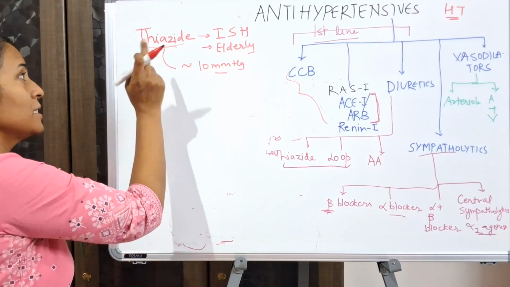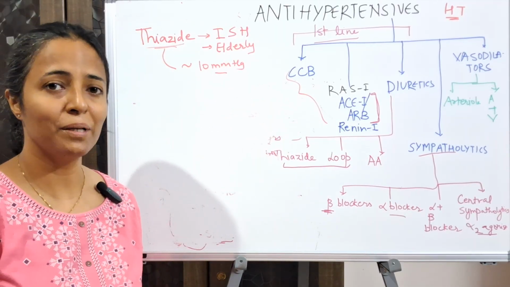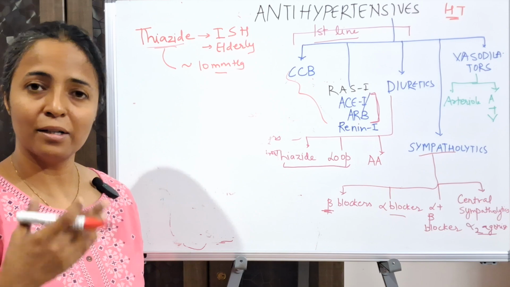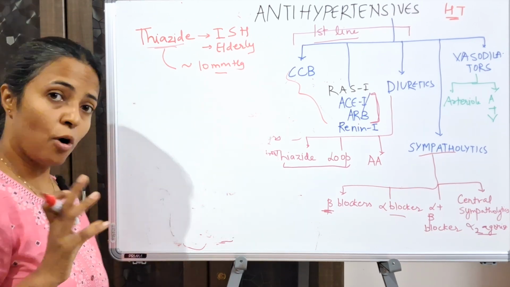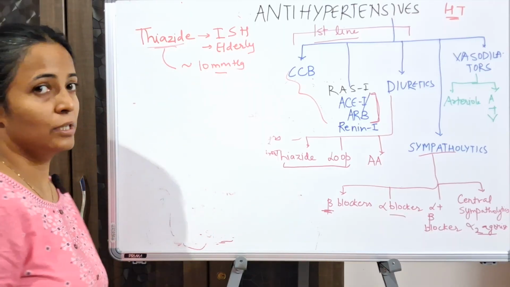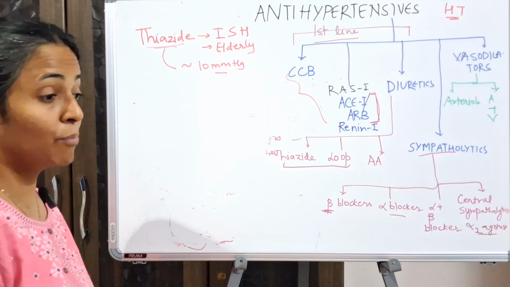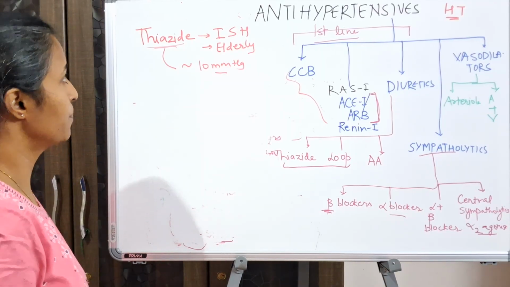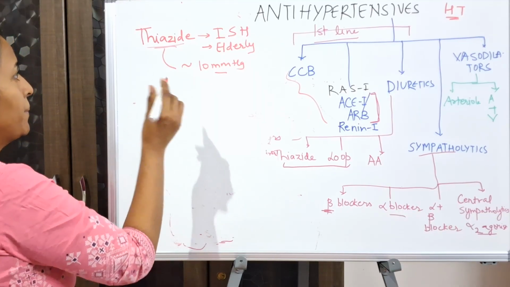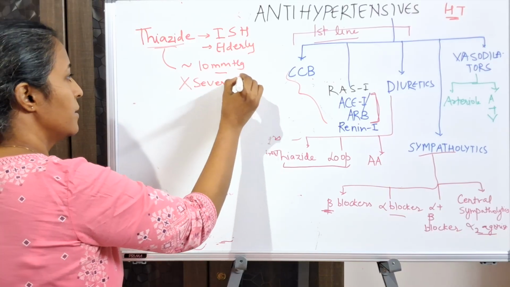So when you give thiazide diuretics in combination with other drugs, what is going to happen? Diuresis will occur, so plasma volume expansion is not going to occur. That way, in combination therapy, these thiazide diuretics are very good, even though they are mild to moderate antihypertensives, but they should not be given alone if it is severe hypertension. Fine. So remember, they should not be given in severe hypertension.